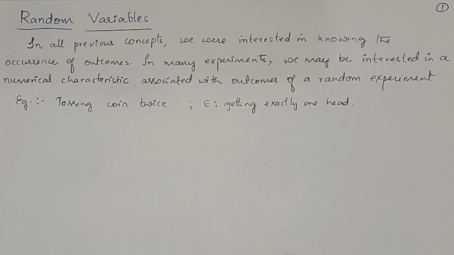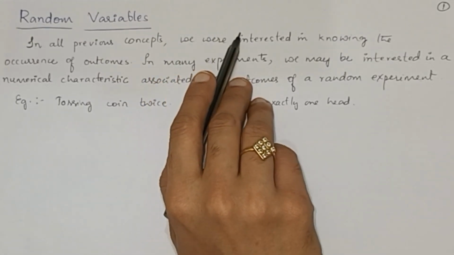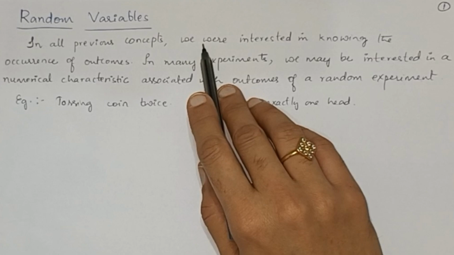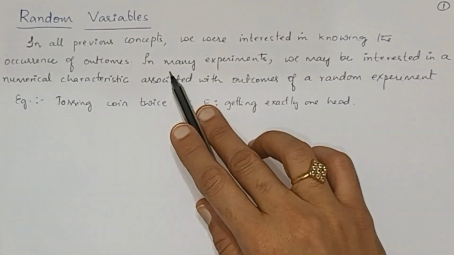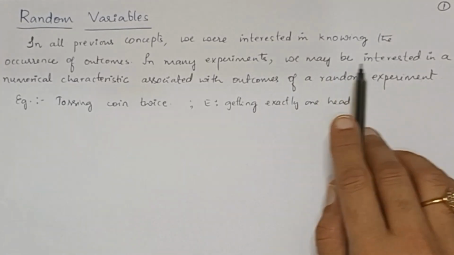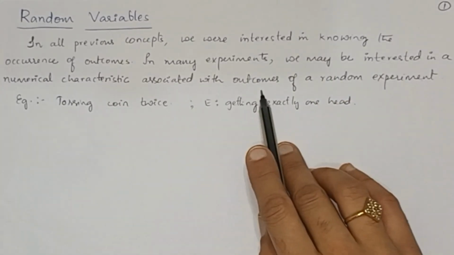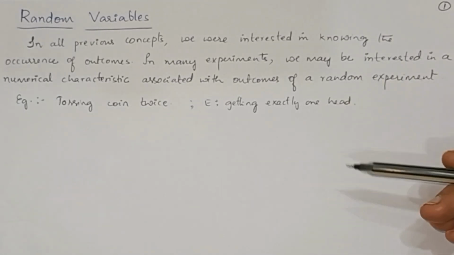Hello everyone. In this video, I'm explaining what are random variables and types of random variables. Now, in all our previous concepts, we were interested in knowing the occurrence of outcomes. In many experiments, we may be interested in the numerical characteristic associated with the outcome of a random experiment. So let me elaborate this.